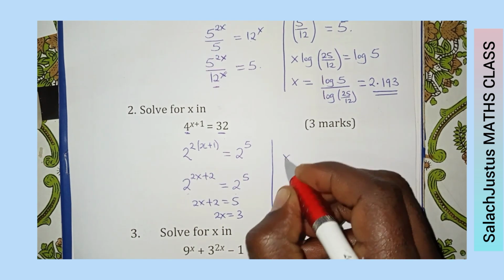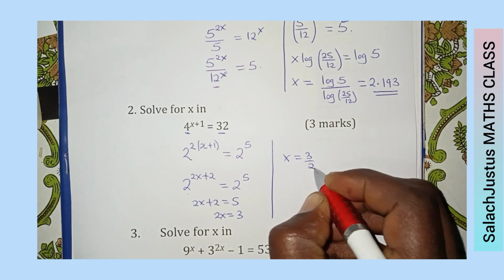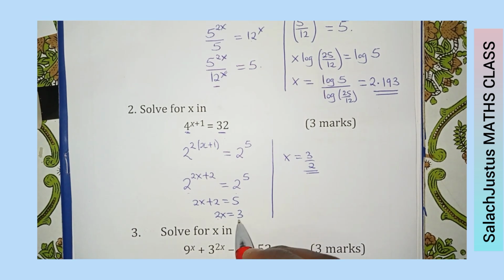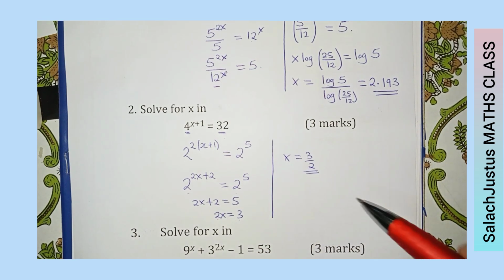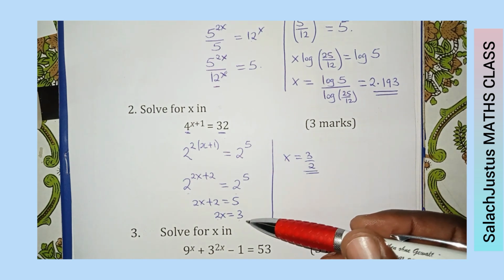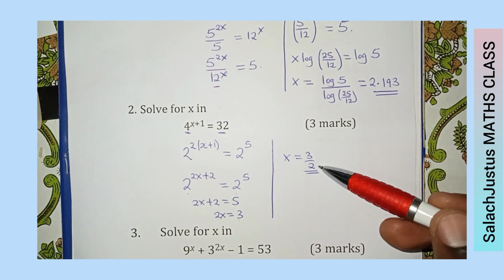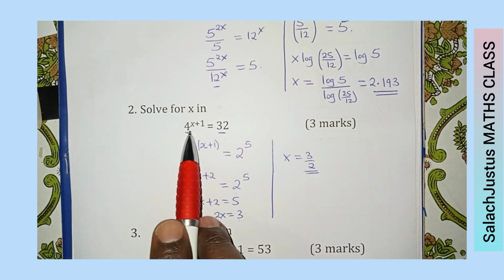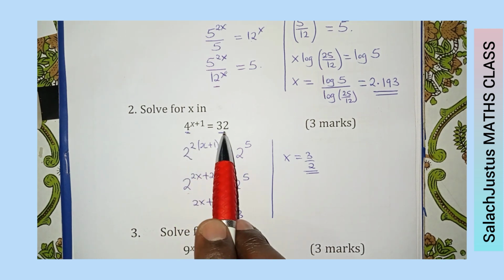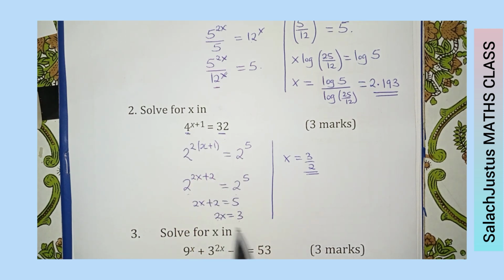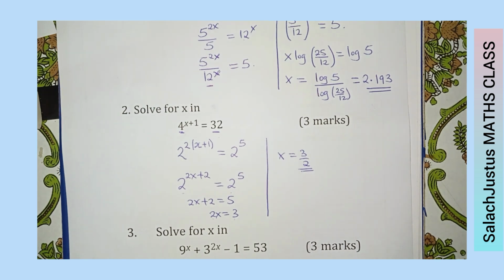That gives us x is equal to 3 divided by 2. That is when we divide both sides by 2. So the value for x in example question number 2 is 3/2. Write 4 to base 2 and 32 to base 2, and then follow over up to the last point where we find the answer.